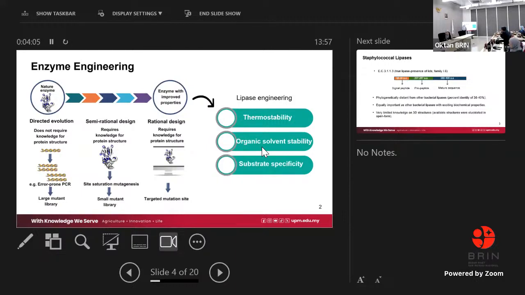For the case of lipase, for the engineering study, many works have been focusing on improving the enzyme properties, for example, thermostability, organic solvent stability, and also substrate specificity, but not only limited to improved properties. Engineering of lipase is also used to identify important residues that are responsible for the function of the lipase.